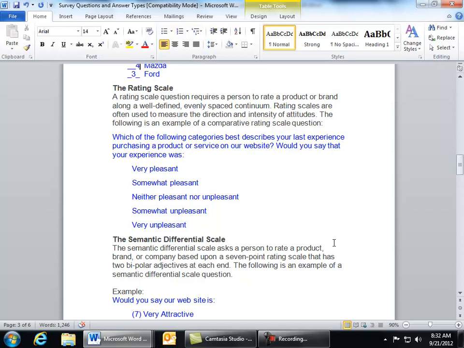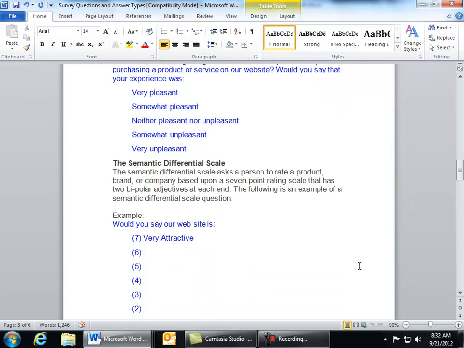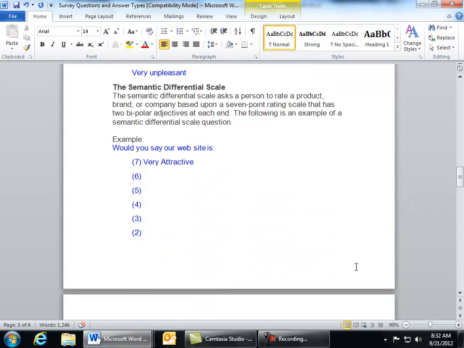Of course, this rates on a scale exactly how that person is feeling. The next type is called the Semantic Differential Scale. The Semantic Differential Scale asks a person to rate a product, brand, or company based upon a 7-point rating scale that has 2 bipolar adjectives at each end. The following is an example of a Semantic Differential Scale.